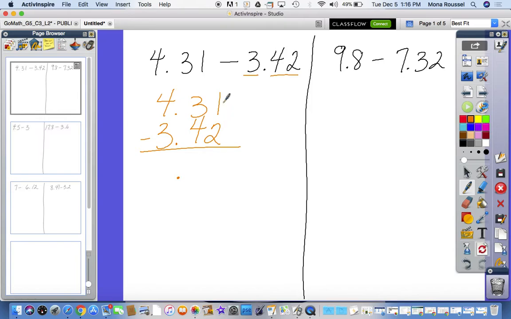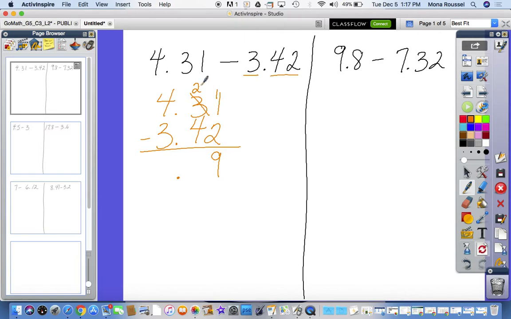We notice we can't take 2 hundredths from 1 hundredth, so we're going to borrow. Keeping in mind that our place value system is based on powers of 10, we're going to follow the same steps that we did when we borrowed in subtracting whole numbers. So the hundredths place will borrow from the tenths place. Tenths place will now have 2, and that 1/10 will then become 10 hundredths, so we have a total of 11 hundredths. 11 minus 2 is 9.